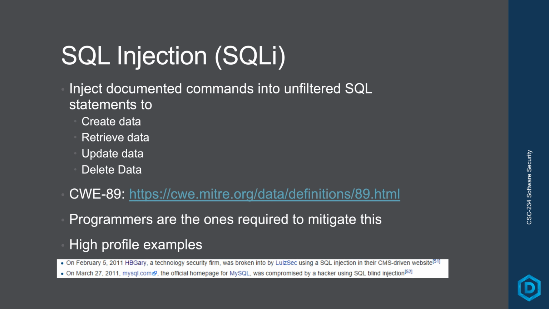A couple high-profile examples here at the very bottom of the page. So these are interesting, since how they work here. HB Gary is a technology security firm. You'd think if they are a security firm that they would be pretty secure themselves. They were actually broken into by LulzSec using SQL injection in their website. That's an oops. A similar kind of oops thing or funny thing here is mysql.com, which is a specific version of a database or a specific kind of vendor there.